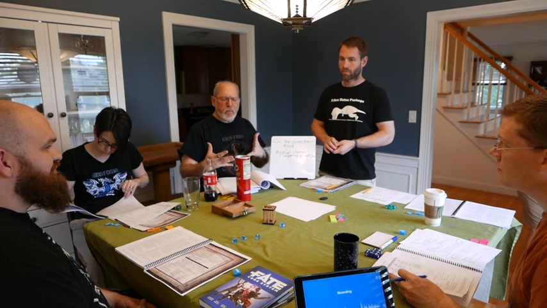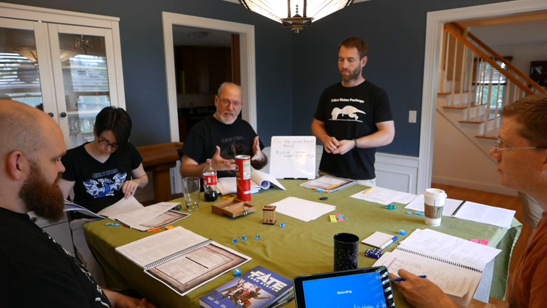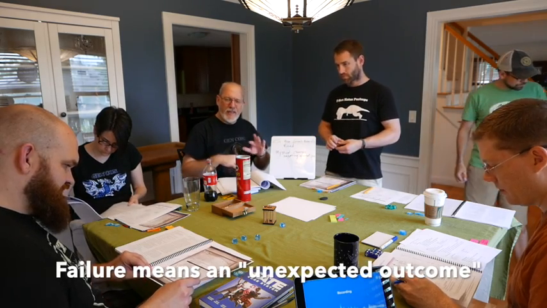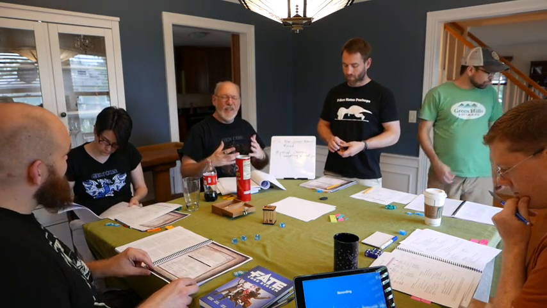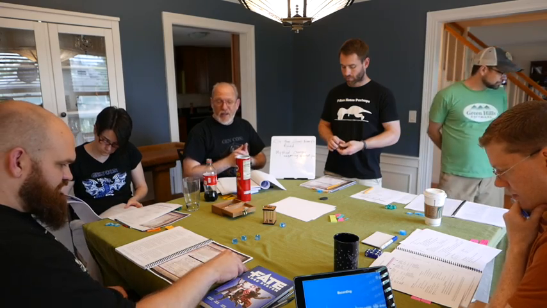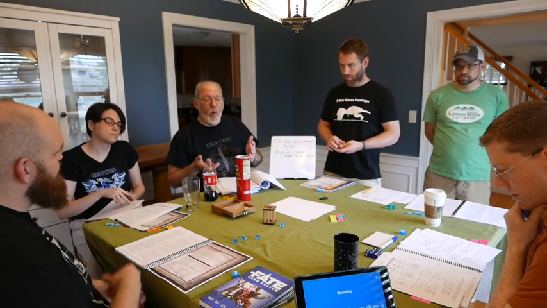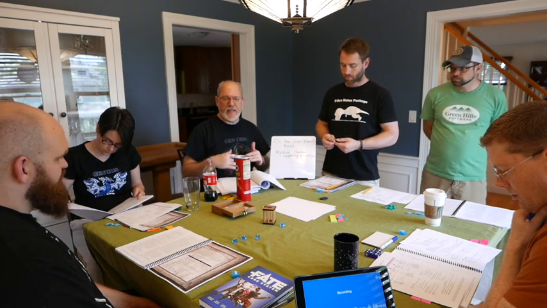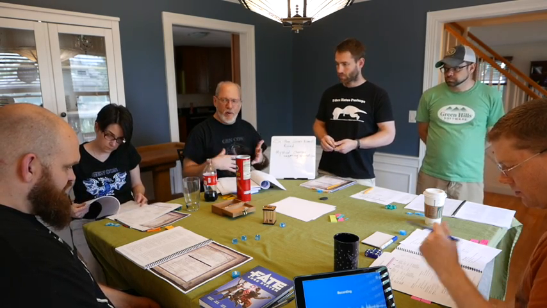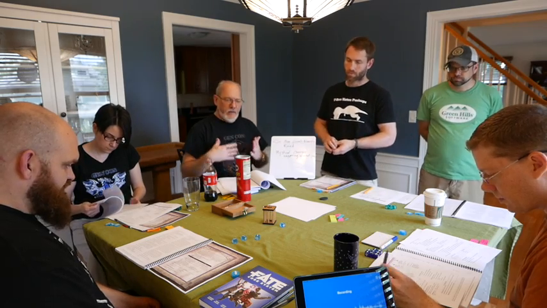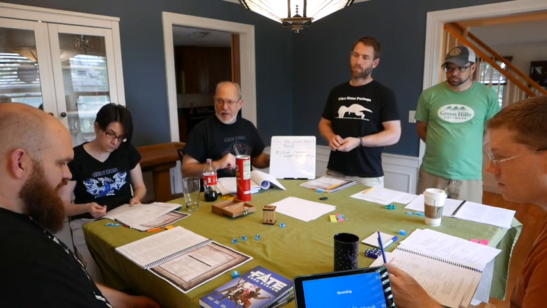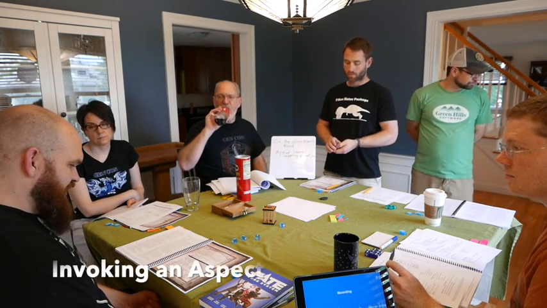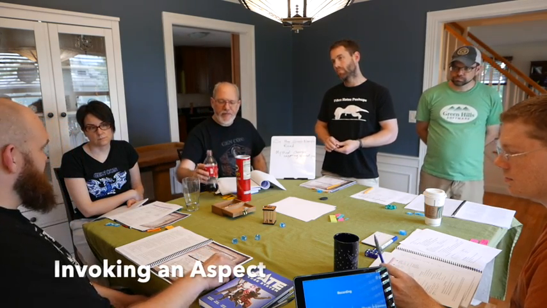In Fate, a failed dice roll doesn't necessarily mean you failed the task. It means you got an unexpected outcome. Things could go sideways. You could succeed at a cost. You could fail entirely. Or there's another option, which is you can use one of your aspects and spend a fate point to invoke the aspect. Jeff, you have an aspect that you think you might want to use. Yes. I think I'm going to use my There's No Such Thing as Luck aspect.